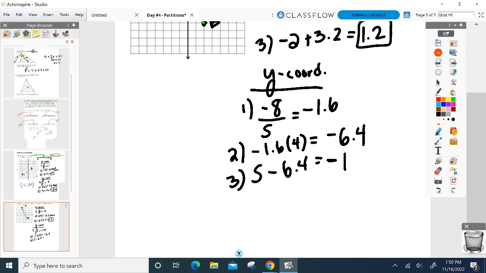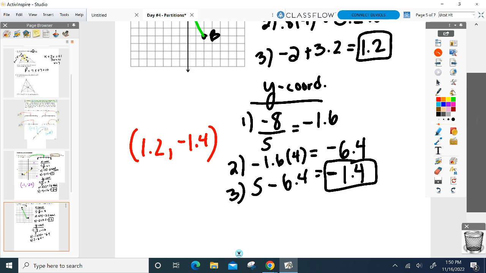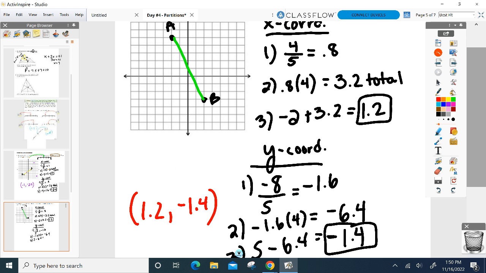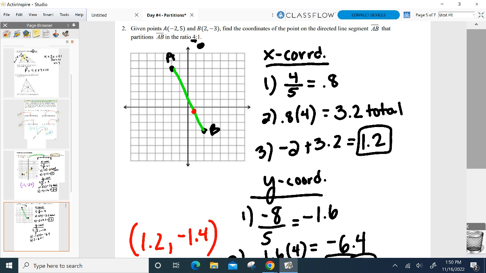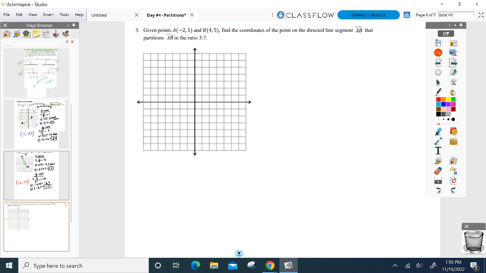So we got negative 1.4 for your y coordinate. 1.2, negative 1.4. If we take a quick peek on our line segment, 1.2 on the x, down 1.4, we're in a pretty good spot right there. Especially 4 to 1, right? Because the smaller one should be going towards B. Questions? I think we are ready to try one out on your own or in your group, so go ahead.